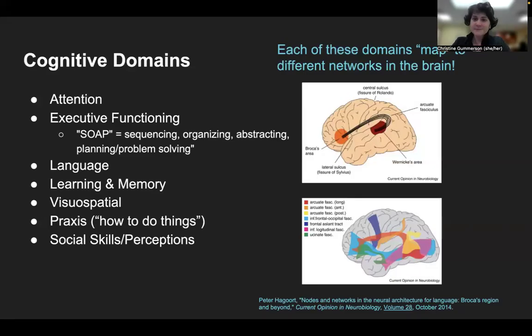What's the Broca's area and the Wernicke area? What is the definition of those?